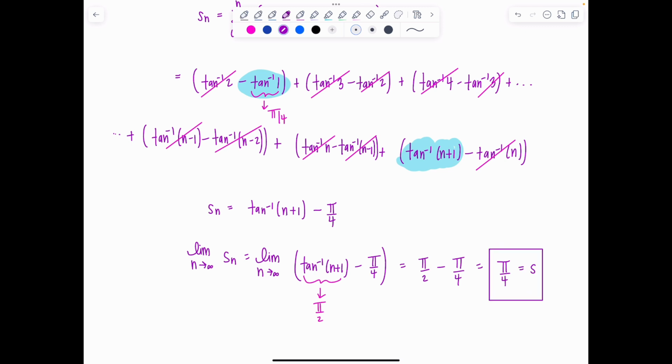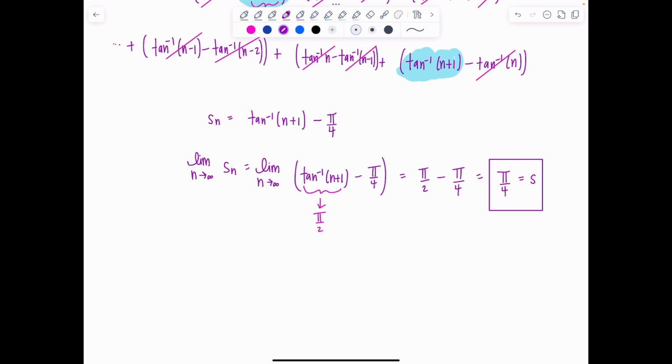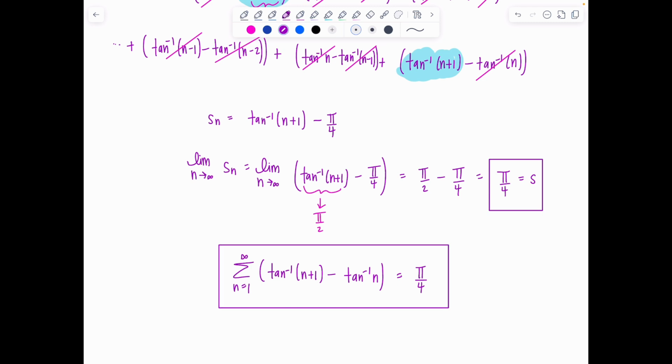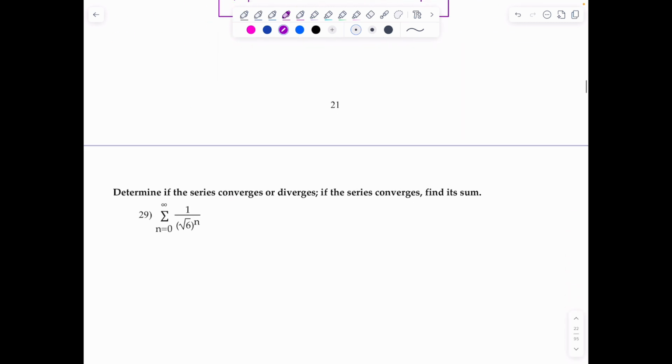Wow, it converges. One cool way to write it, you could write it like this. The sum, n equals 1 to infinity, of the original series again, equals pi over 4. And then that means it's convergent, obviously, and that's its sum. Pretty cool, huh, guys?